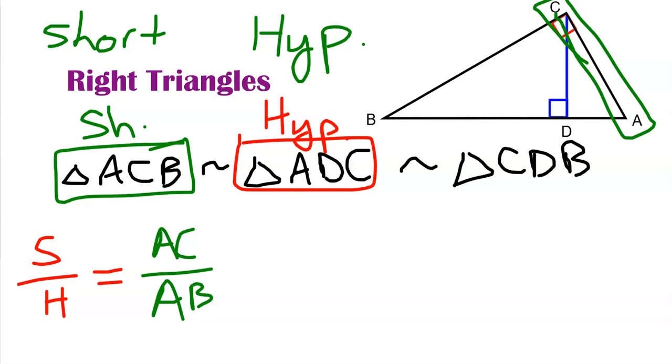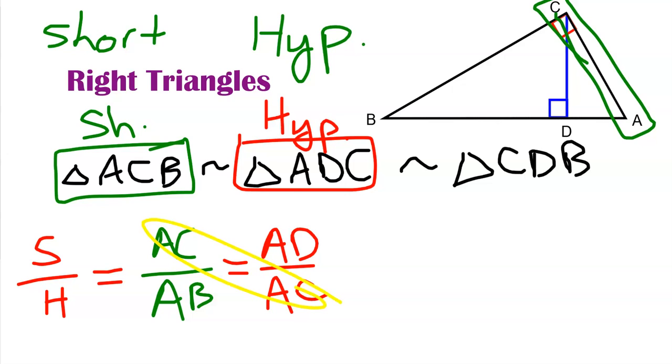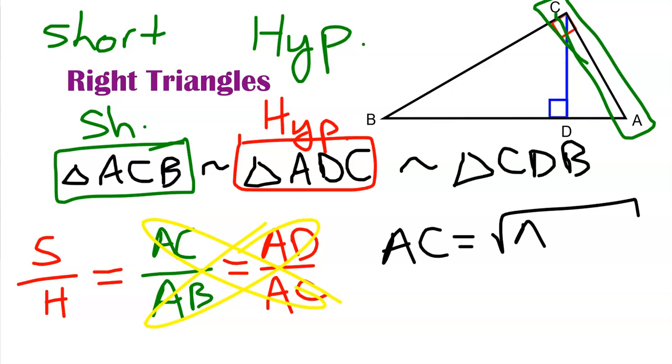In triangle ADC, again keeping it consistent, the short leg is AD, and the hypotenuse is AC. As you can see, once again we end up with a geometric mean here, because when we use cross products to solve this proportion for AC, we end up with an AC squared. And in this case, AC squared is AB times AD, or AC is the square root of AB times AD.